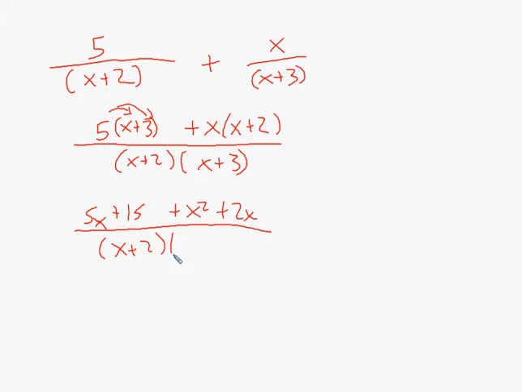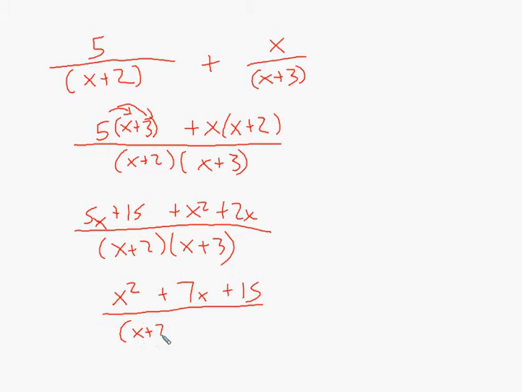Now what do you think you do? We distributed. You would need to put it in order, and not only that, do I have like terms? Yes. Oh, not 5x. 5x plus 2x is 7x plus 15.